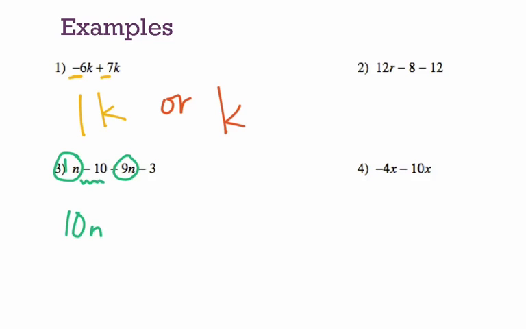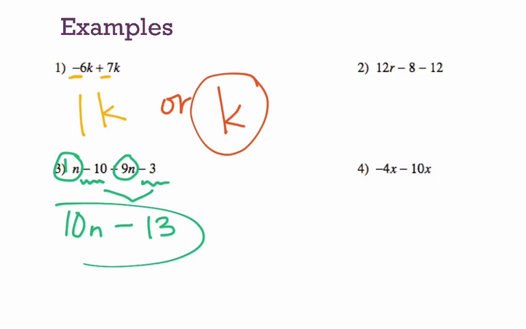Ooh, now this might be tricky. What's negative 10 plus negative 3? Negative 10 plus negative 3. So if we go to negative 10, then we need to go negative 3 more. So that would be negative 13. So that would be my most simplified expression. All right, why don't you try the next one on your own?